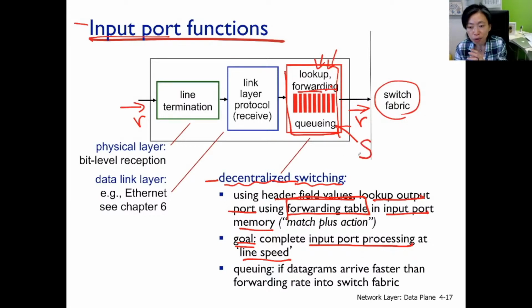If this is slow and this is fast, so if this is R prime and R prime is smaller than R, then we'll end up having this. Packets get queued. Packets need to wait somewhere in a temporary buffer before they can go out. So that's queuing. Datagrams, if they arrive faster than they can go out into the switch fabric, then there's queuing delay.